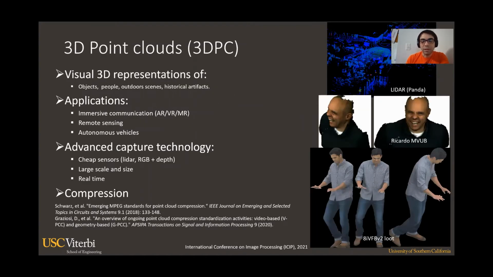So 3D point clouds have become the preferred representation for 3D objects and people, outdoor scenes, and historical artifacts. This is because several applications where these point clouds are required have emerged, in particular immersive communications. These applications have become more prominent because the capture technology has advanced so that acquisition is cheap. It can be done at large scale and high resolution, and also in real time. This has motivated in the past few years some research in compression of this type of data.